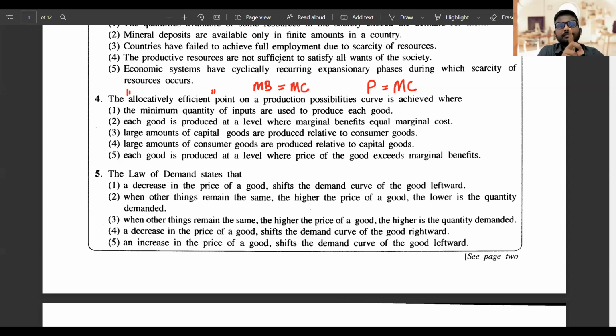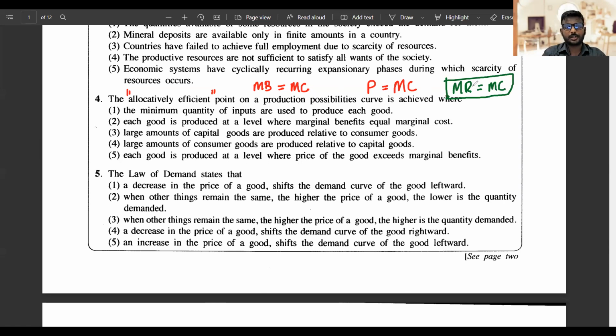I saw someone gave this equation: marginal revenue being equal to marginal cost. Now, I won't say it's wrong, but this is correct only when you are referring to a perfectly competitive market. Because in a perfectly competitive market, in chapter 4, you will learn this.